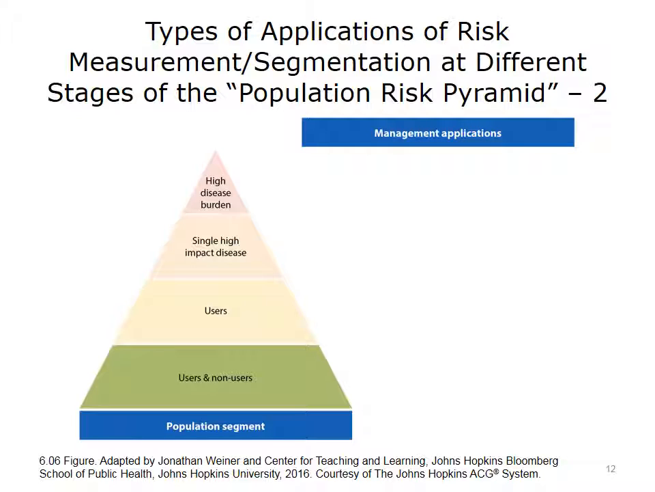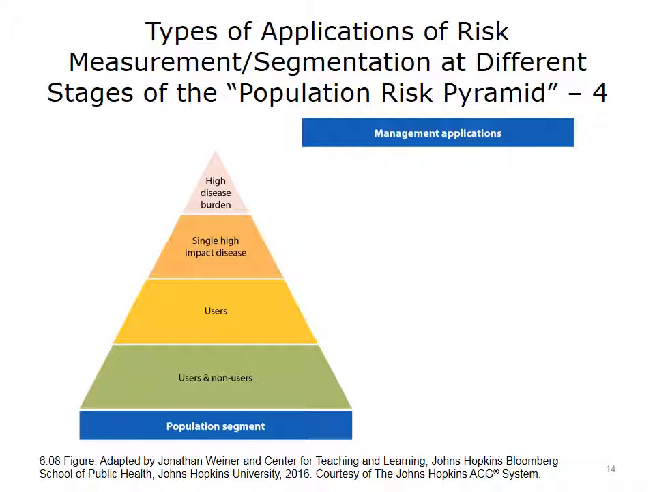So the bottom of the pyramid, in this case, is defined by whether the segment of the population are users of healthcare or non-users of healthcare. And each successive layer of the pyramid, by the way, includes everyone above it. The segment of users and non-users will include everybody. The next run-up on the pyramid includes those people who use healthcare, whether or not they are low risk or high risk.